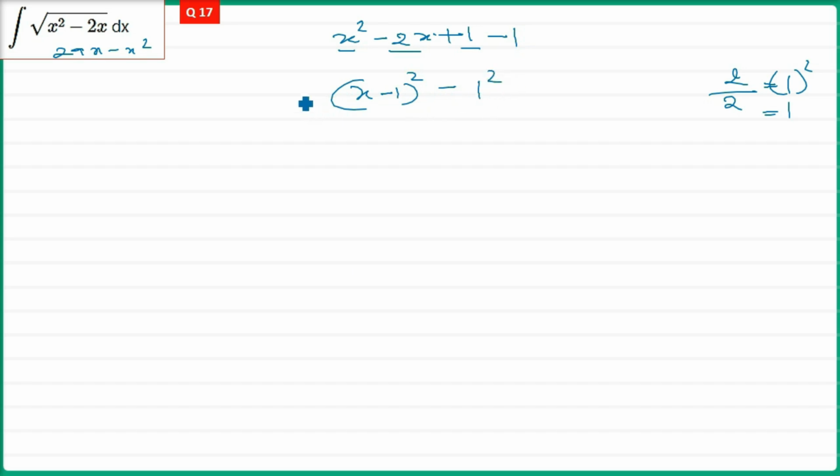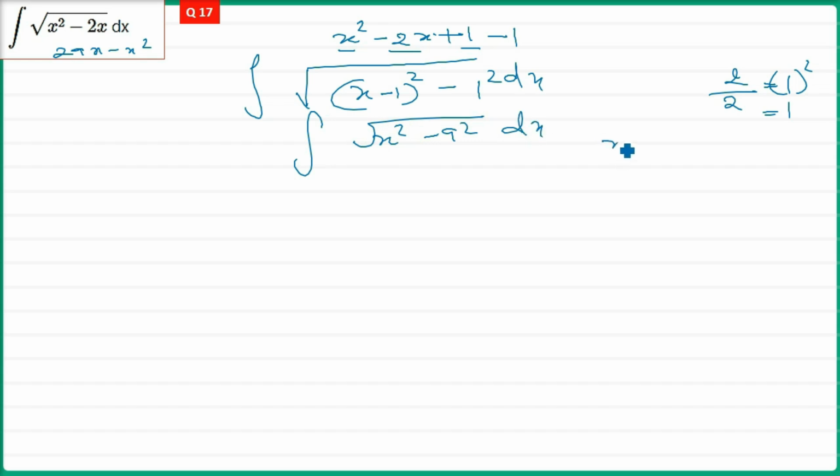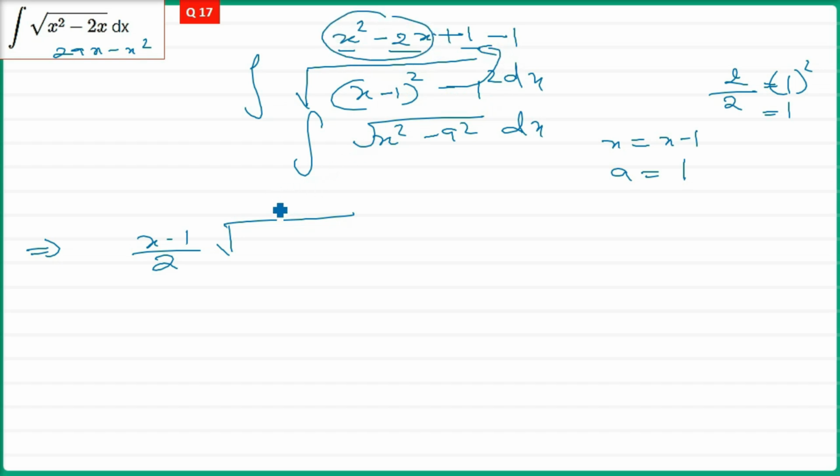A square plus b square minus 2ab. X square plus 1 minus 2x is x minus 1 whole square. And 1 square will also be there. So x square minus a square formula we are going to apply here. X will take it as x minus 1 and a will take it as 1. So what will be the formula of integration of under root x square minus a square? It will be x minus 1 by 2 and then under root x square minus a square, which is the original equation only. So you can just write x square minus 2x here directly, because all these changes we have done to the original equation only.